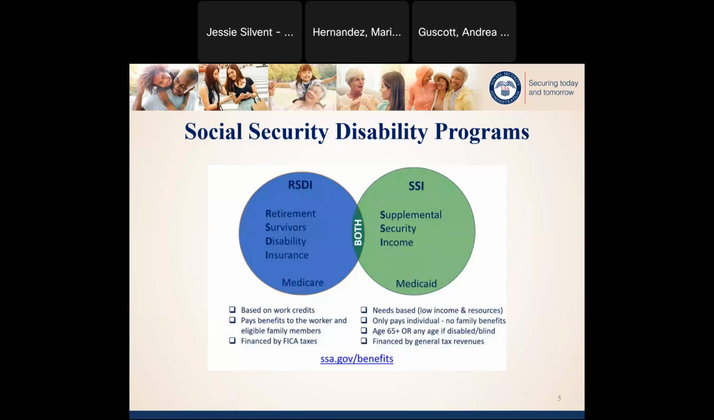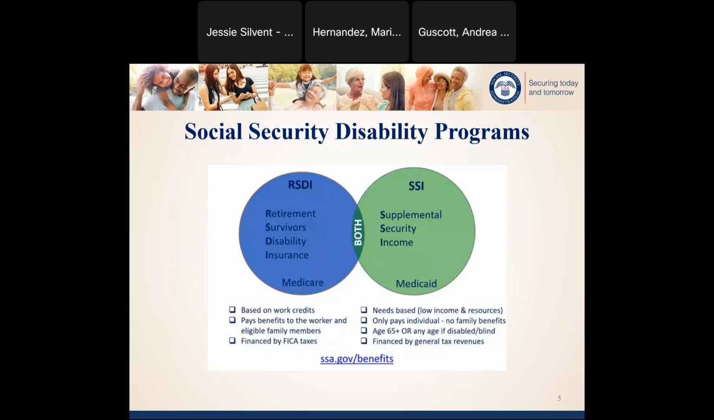And then moving over to the SSI program, again, this is the federal welfare program based on need. So an individual cannot have income or resources exceeding $2,000 per month, and a married couple cannot have income or resources exceeding $3,000 per month.